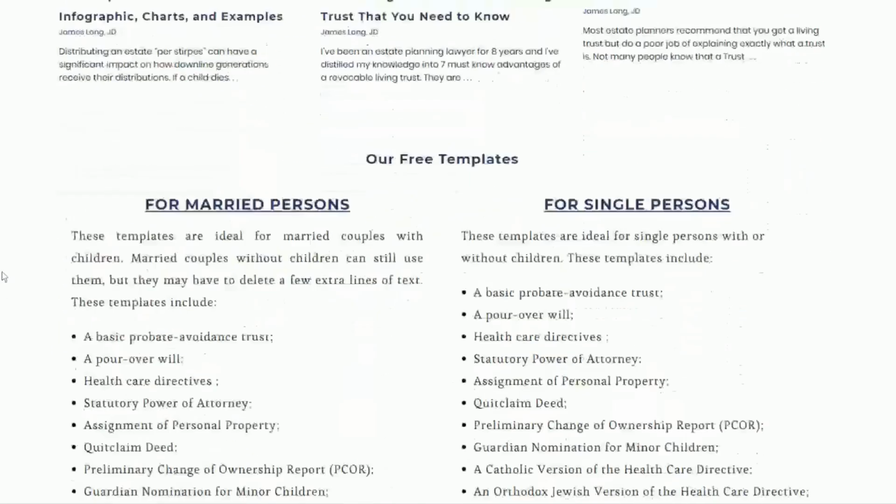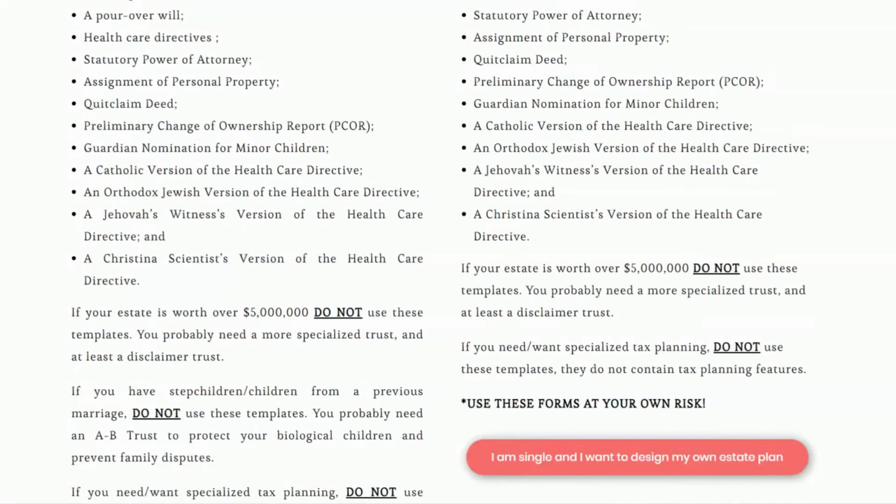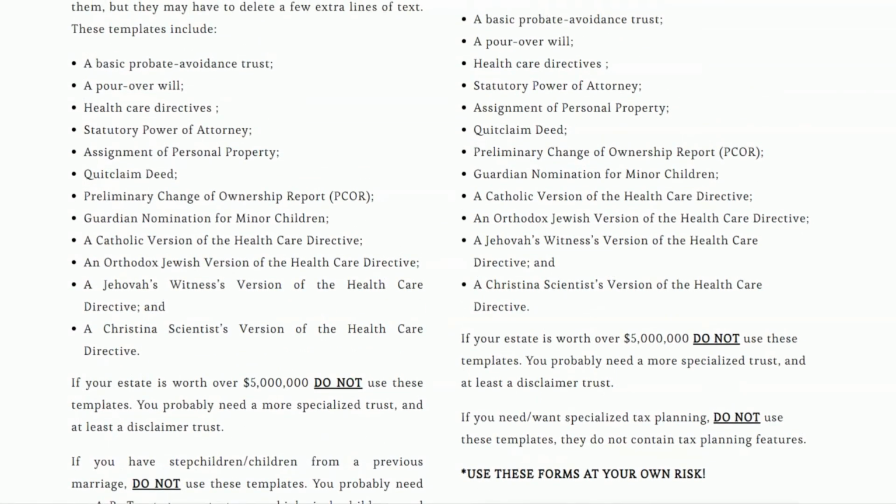All right, so then the free templates here, we got some for married persons and some for single persons. They are identical, except that in the family section, it says I am single as opposed to I am married. And the married person's trust is a joint trust. It's executed by both the husband and wife, whereas a single person's trust is just executed by one person. And here's all the different types of documents we're going to have. Right now, we only have up to here.